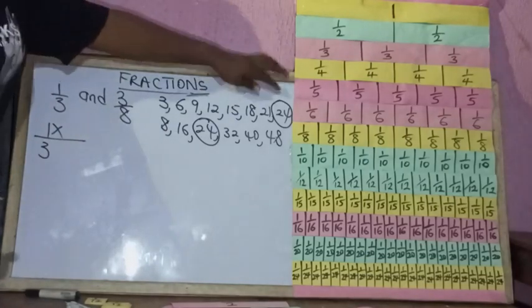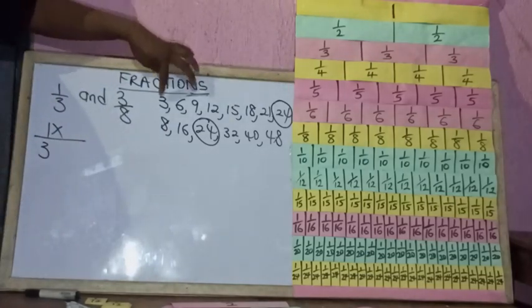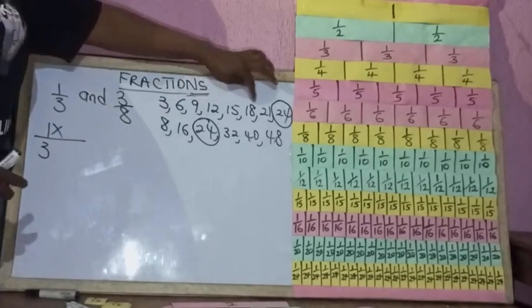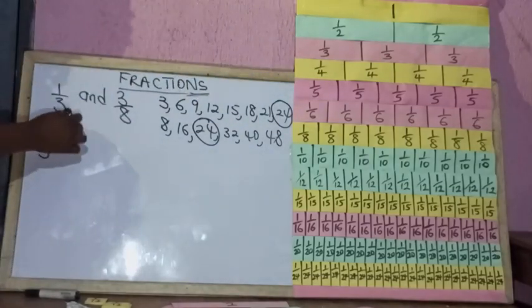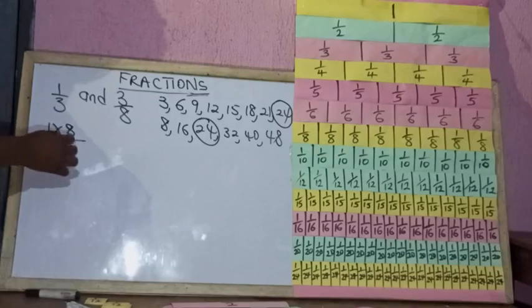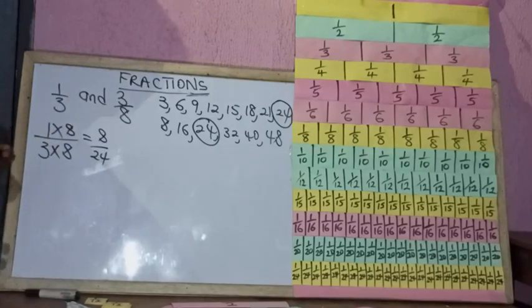Now, this 24 is the 8th multiple of 3. 1, 2, 3, 4, 5, 6, 7, 8. So we'll multiply by 8 for both numerator and denominator. And when we do this, we'll have 8 over 24 after this multiplication.